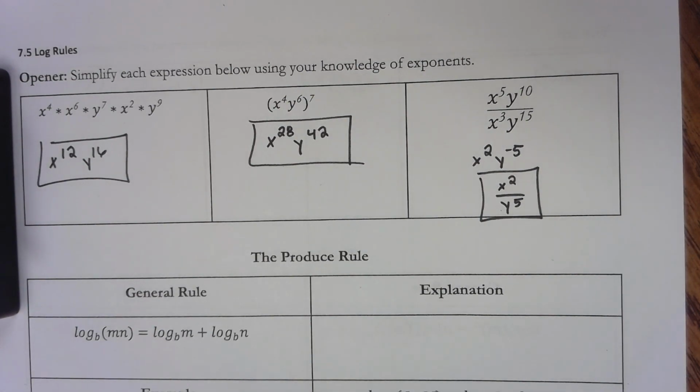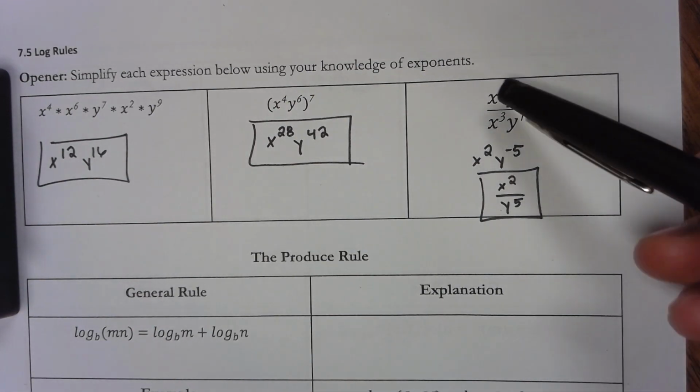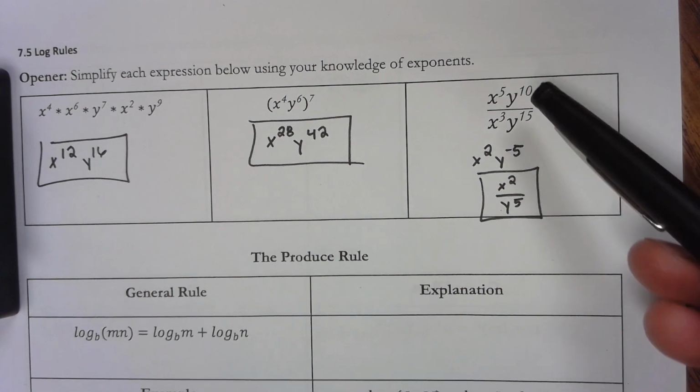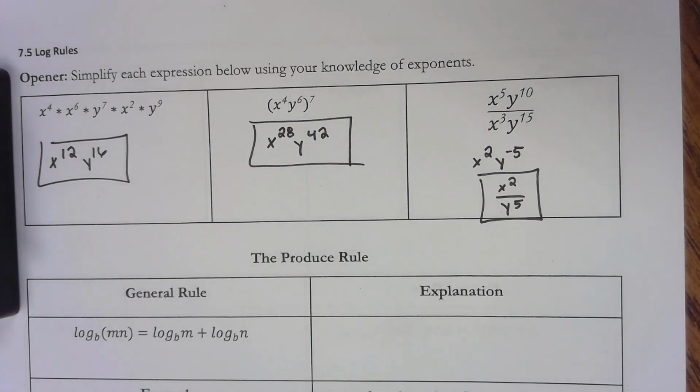Remember that subtraction happens in the numerator. So it's 5 minus 3 in that numerator and 10 minus 15 in the numerator. So it's x squared times y to the negative fifth. And then that negative exponent is saying take that base and move it down to our denominator, and now the exponent can be positive. So x squared over y to the fifth there.